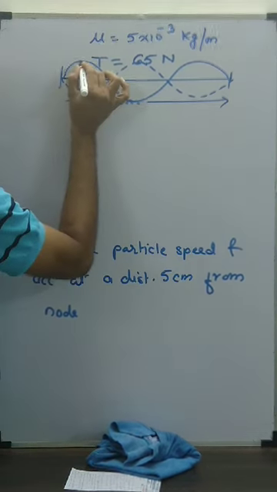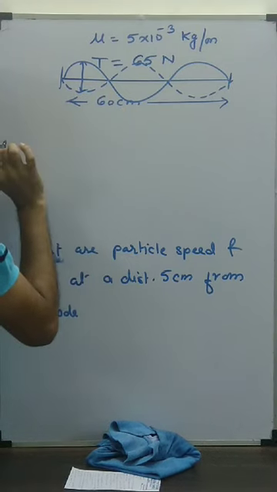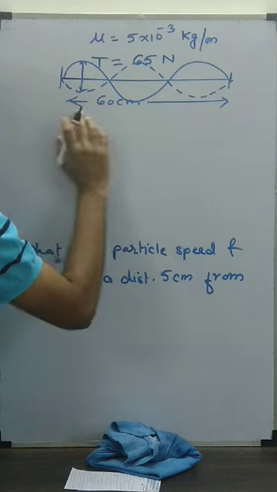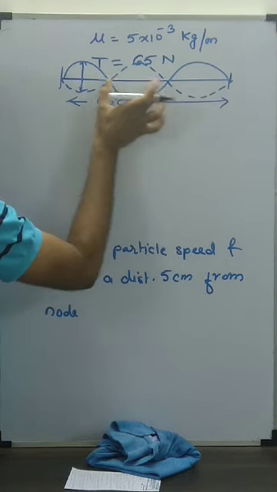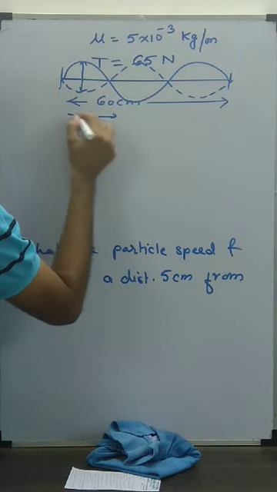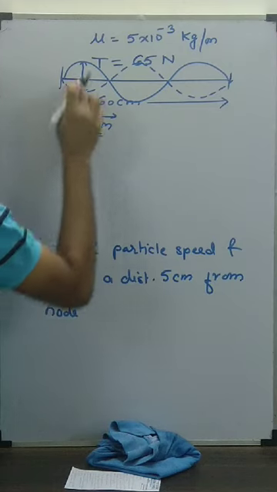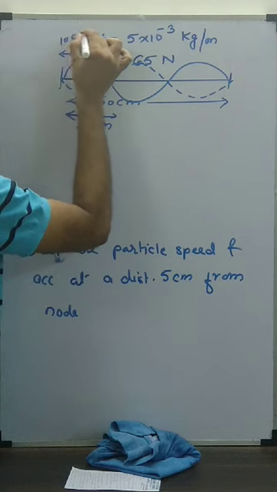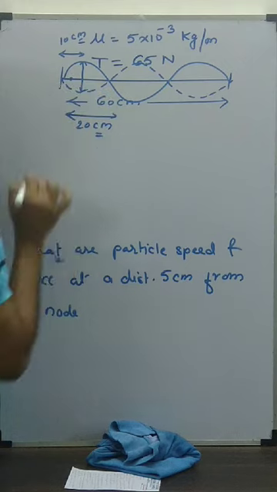Now, this is the antinode. We can find out what are its positions also, because this is 60 centimeter given. We know that this is lambda by 2, this is lambda by 2, this is lambda by 2. So each lambda by 2 basically is 20 centimeter. So this antinode from here has to be at 10 centimeter. So the question is asking you somewhere in the middle here.